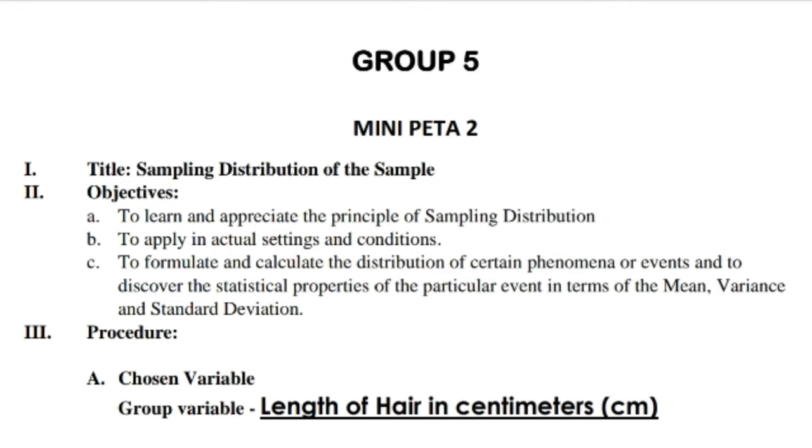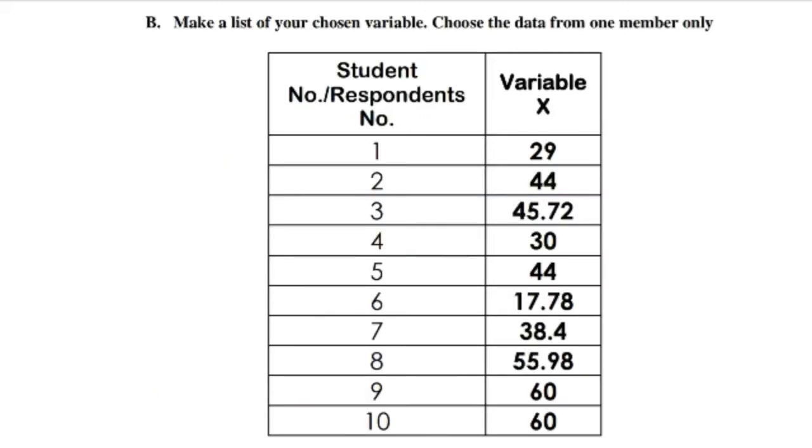Letter A. The chosen variable is the group variable, which is length of hair in centimeters. In letter B, make a list of your chosen variable. The chosen variables are these numbers: 29, 44, 45.72, 30, 44, 17.78, 38.4, 55.98, 60, and another 60 centimeters.